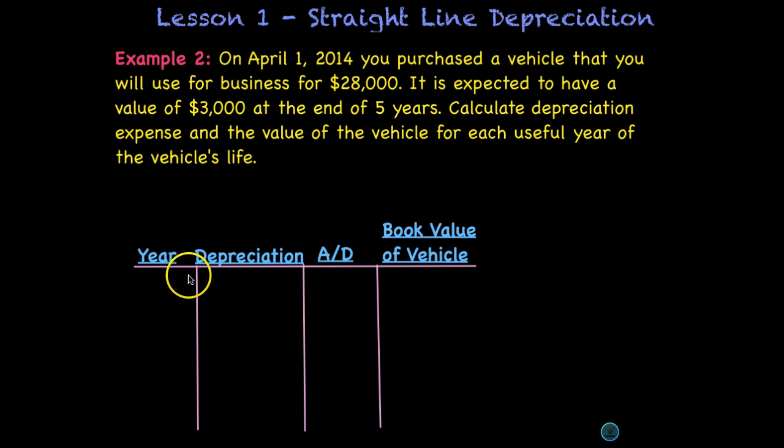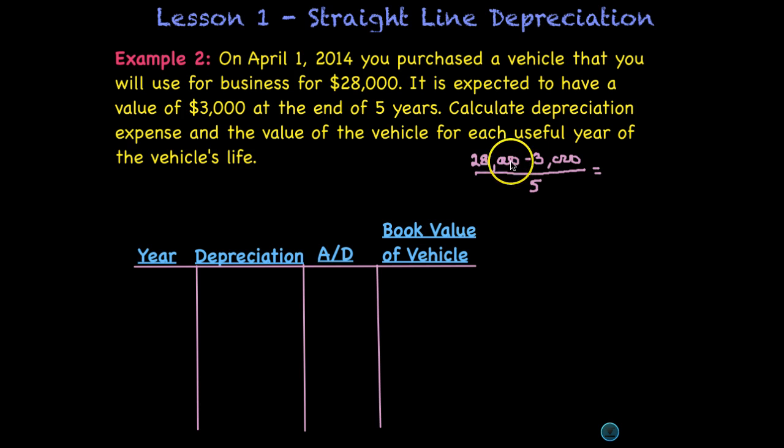So what I've done is I've created a table here where on the left side I have my year, my depreciation per year. This A/D stands for accumulated depreciation. All this column does is keep track of the total depreciation from the very start. And then the final column here is the book value of the vehicle. That means that's the remaining value after we take depreciation off. So let's go ahead and set up our equation to calculate our first year of depreciation.